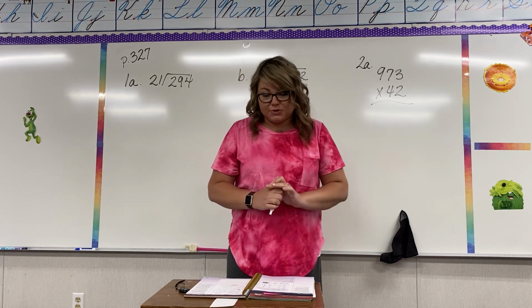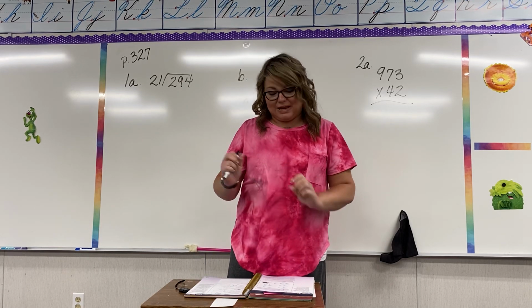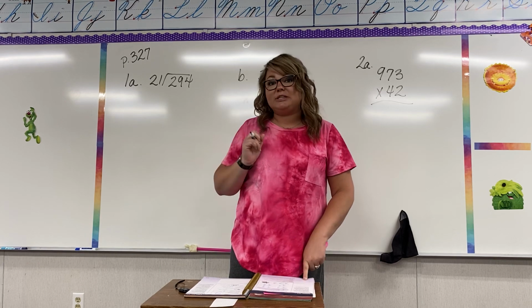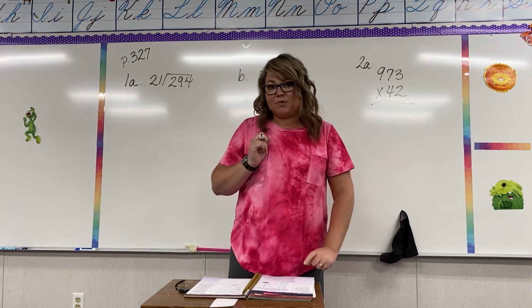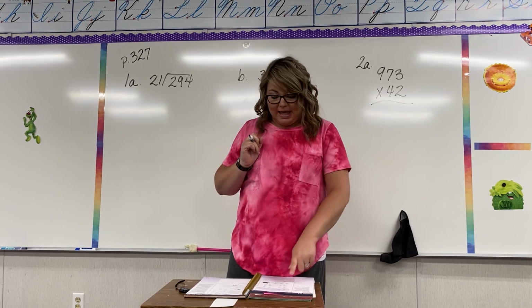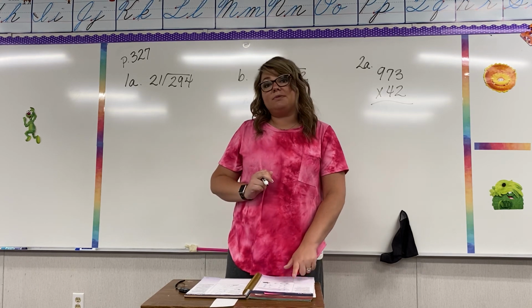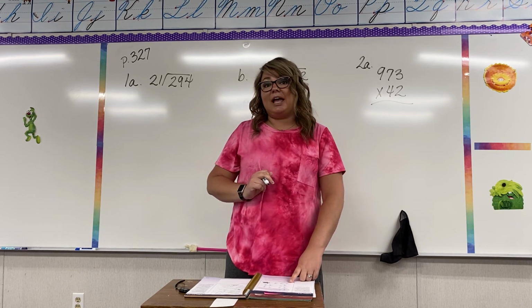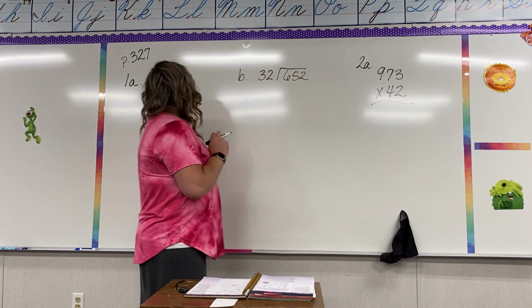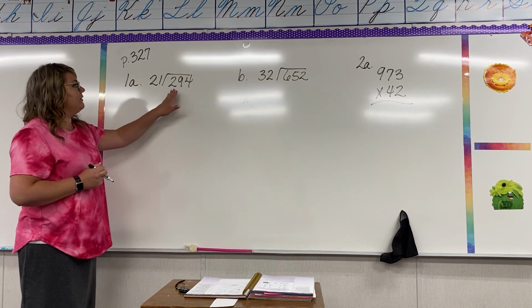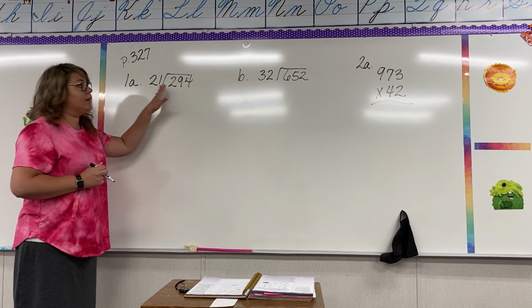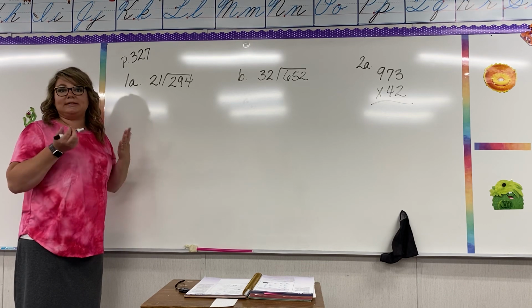We are going to do numbers 1 and 2 together here on page 327. And so we're going to start with 1A and 1B. And in this section, you are going to divide and check your answer. So here we go. Let's look at number 1A. We have 294 divided by 21.